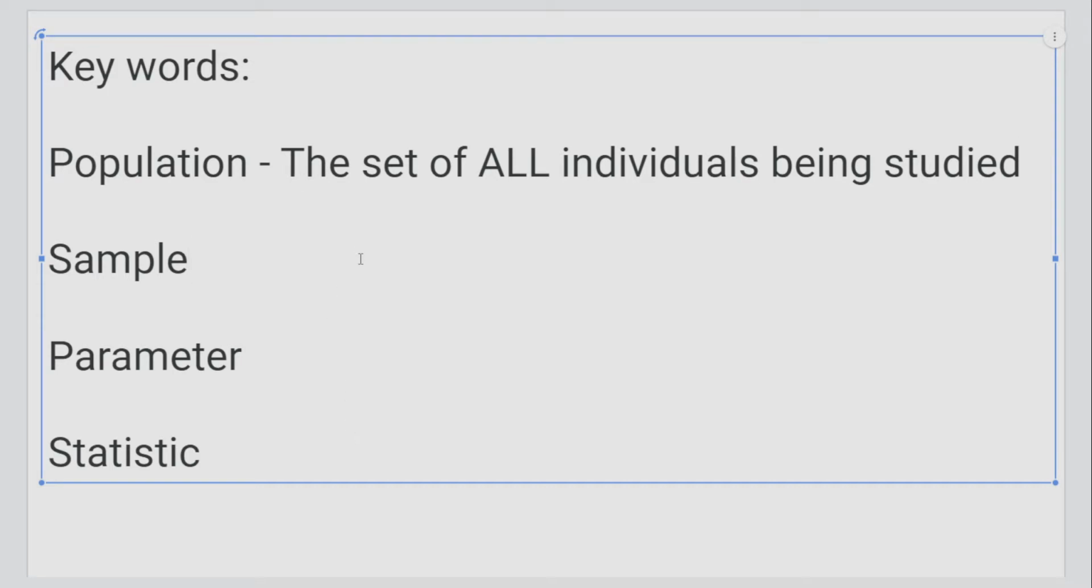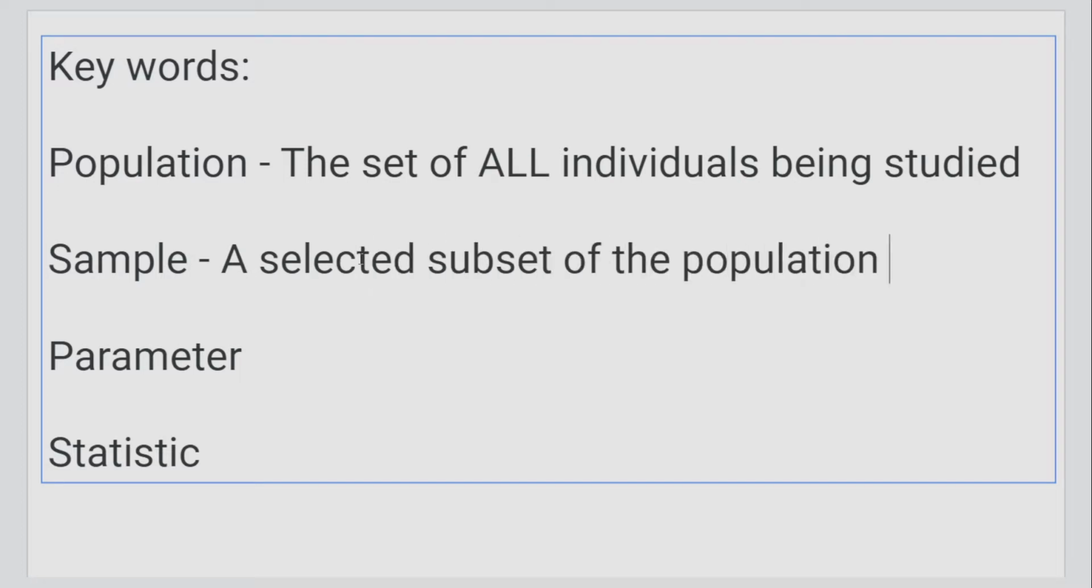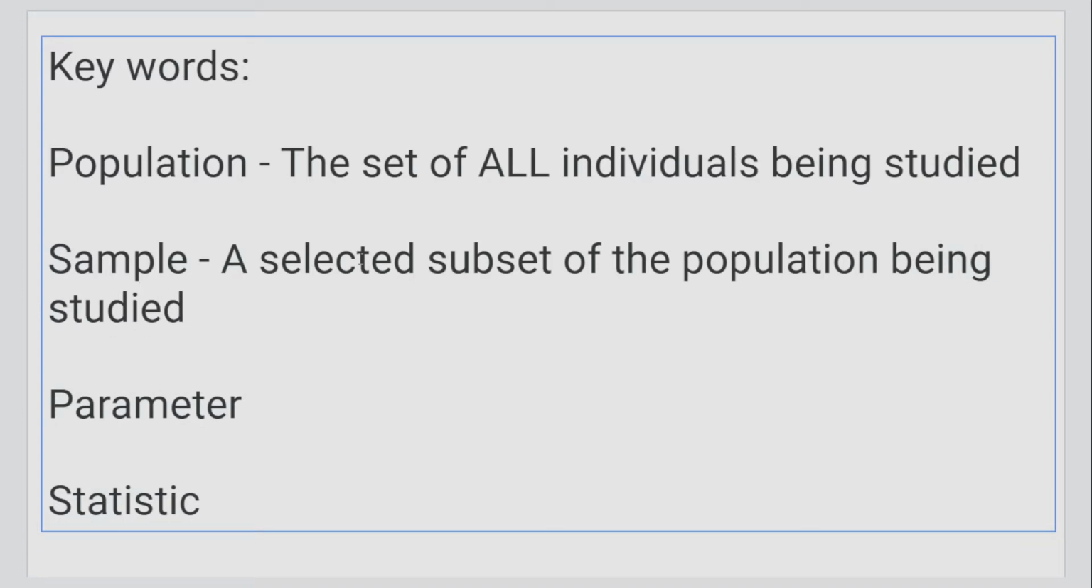Oftentimes, it is not feasible to get research on the whole population, usually because the population is too large or there's just not enough resources to get everyone. In that case, we take a sample, which is a selected subset of the population being studied. So this is just the subset. How we're going to select our sample, we're going to look at in about 7 slides. But the sample is just a smaller group.